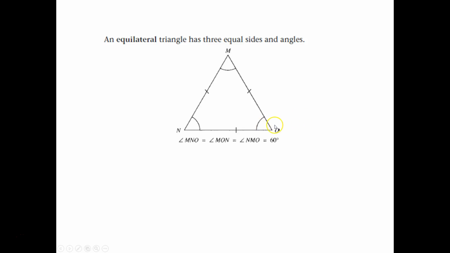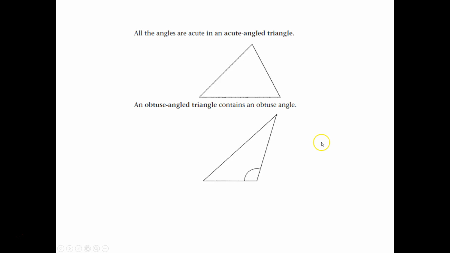Equilateral triangles are where all three angles are equal and all three sides are equal, and therefore the three angles then equal 60 degrees each. Okay, acute angled triangles, that's where all the angles in the triangle are acute. An obtuse angled triangle contains one obtuse angle, it can't contain any more than one.